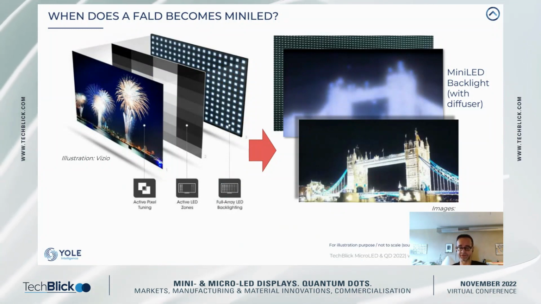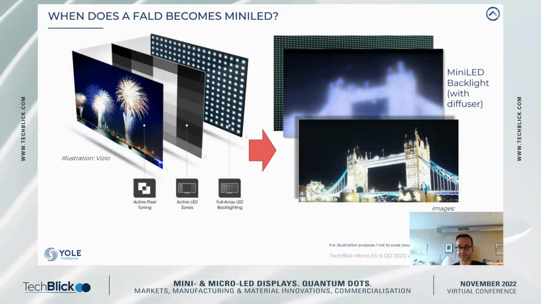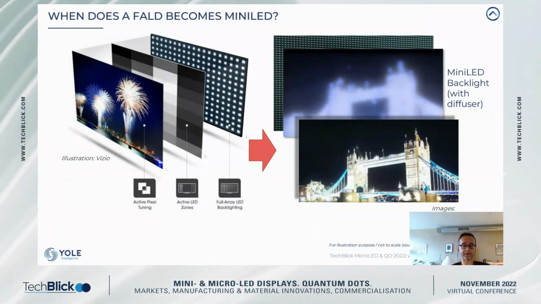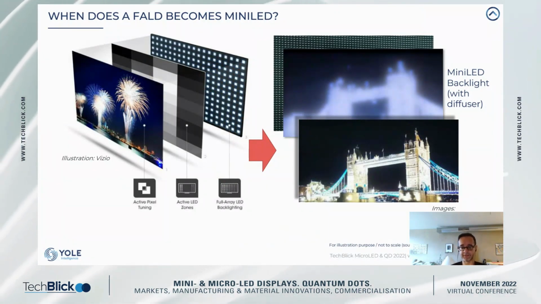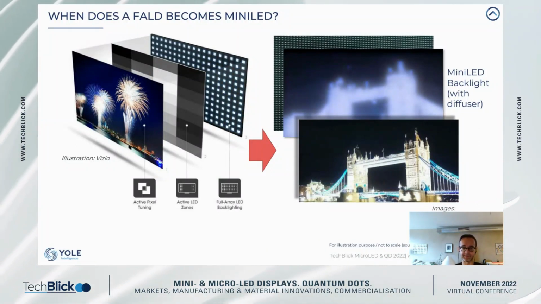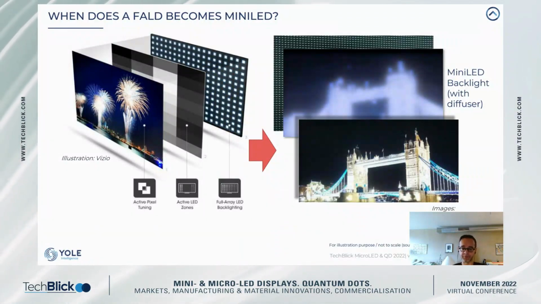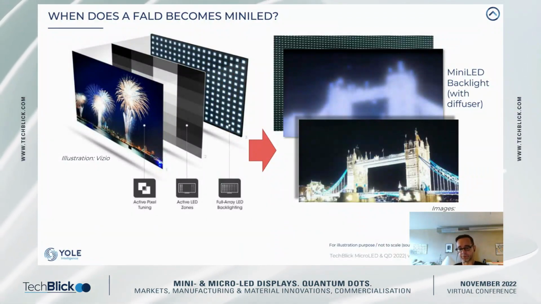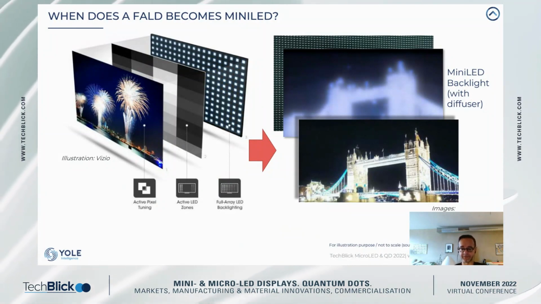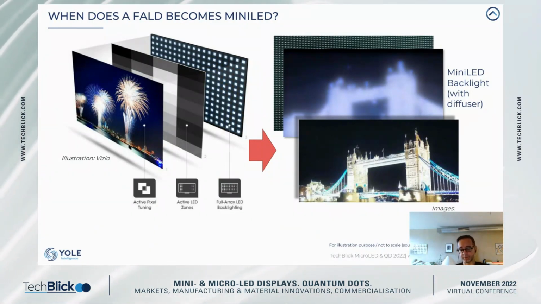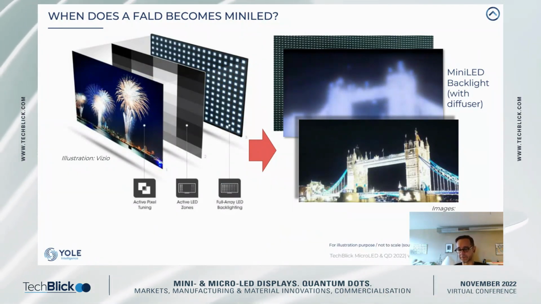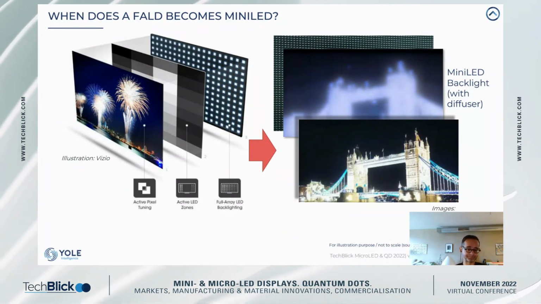Mini LED backlights are just glorified full array local dimming with a higher number of zones and LEDs. So when does a regular full array local dimming backlight become a mini LED backlight? It's not clear. Here again, there is no commonly accepted criteria in terms of number of zones or LEDs. At Yole, we usually consider as mini LED displays that have at least 1,000 dimming zones, but I'm starting to see some TV brands that are marketing and advertising as mini LED products that just have a few hundred zones.